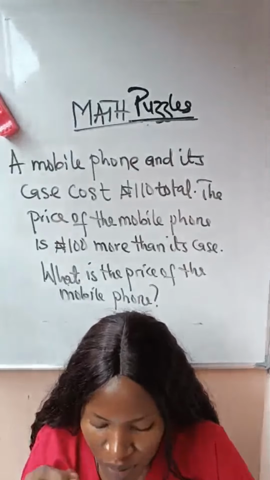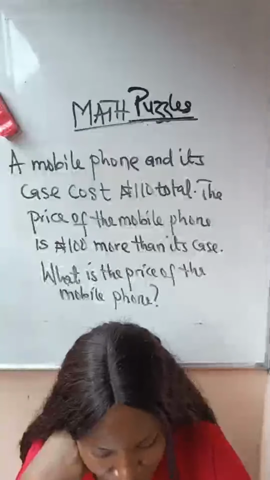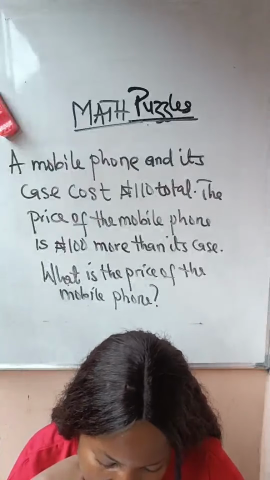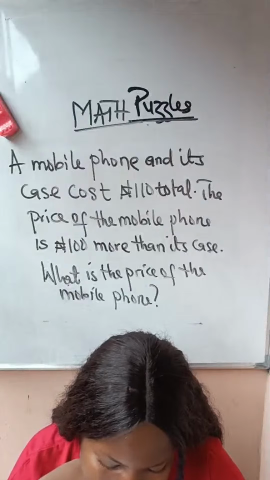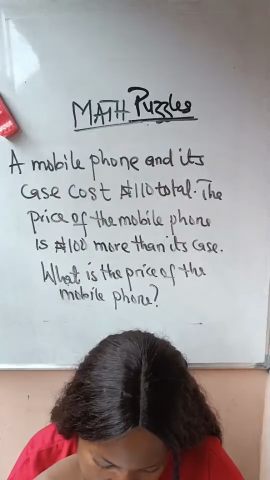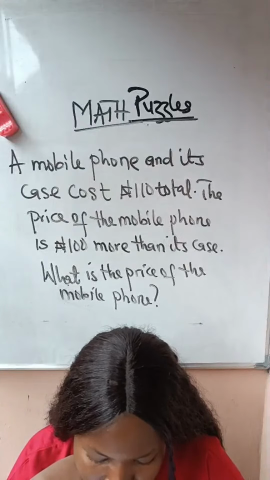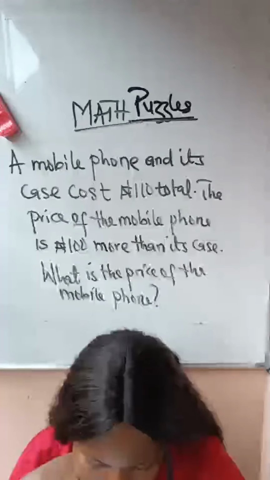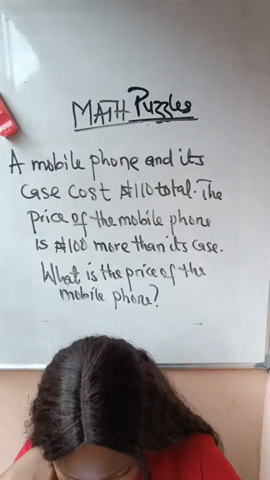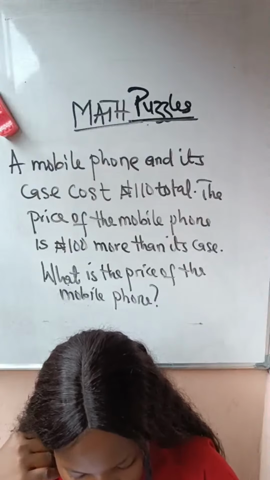Maybe I should keep reading it so that we'll all understand. A mobile phone and its case cost 110 naira in total. The price of the mobile phone is 100 naira more than its case. What is the price of the mobile phone? That is the question.